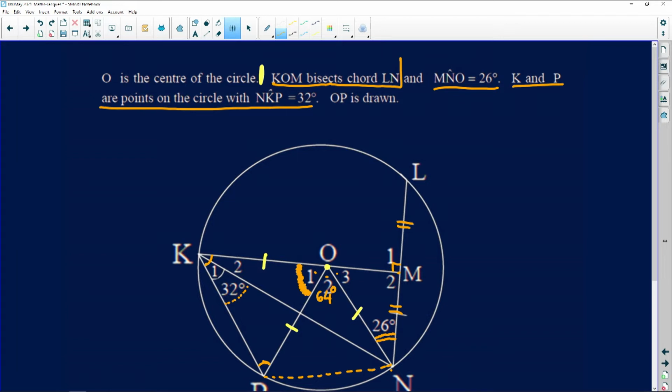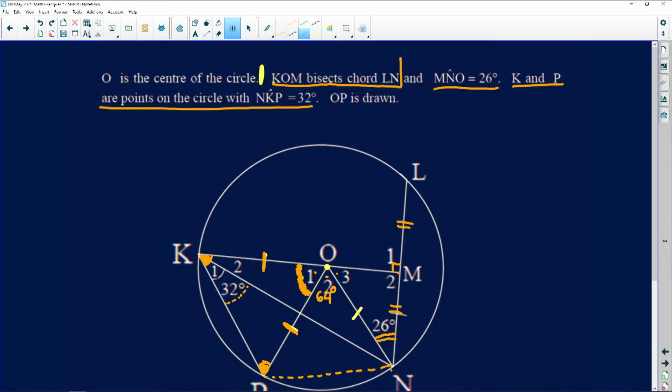I need to look for something that can help me find O1. Now, O1 is also part of an isosceles triangle, but unfortunately, I only have part of the angle at K. I don't have the whole angle. So let's have a look at what we are missing. We're clearly not seeing something.